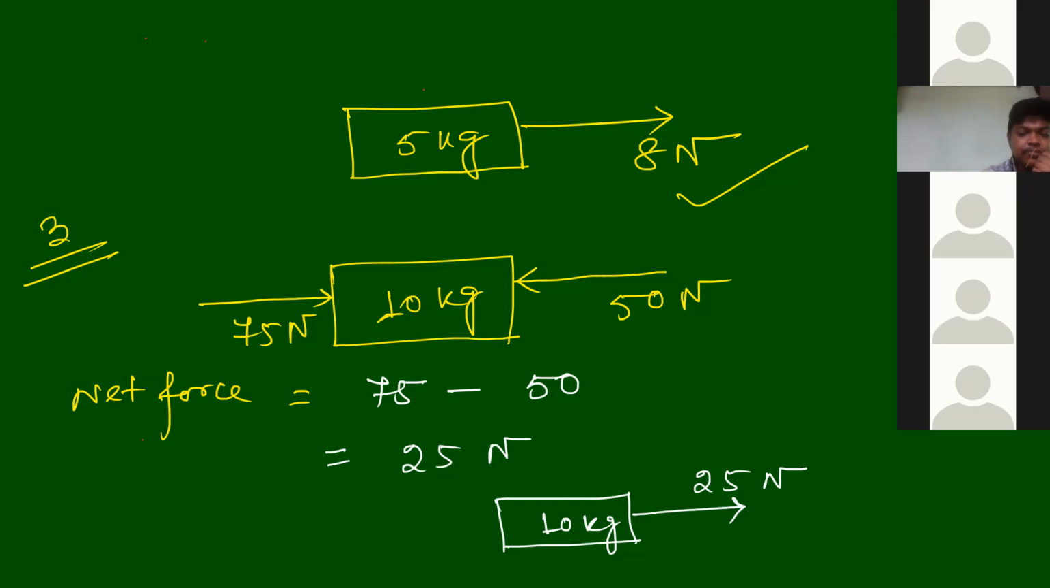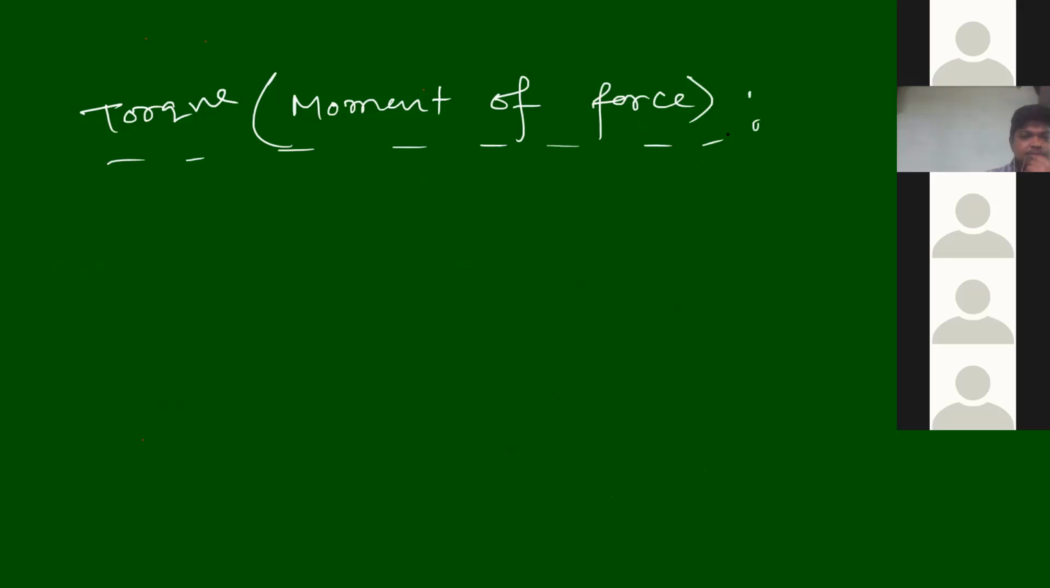Now the next one is torque. That word is not written in your book, because it is written as moment of force. This concept is only applicable for rigid bodies. Moment of force means you are applying some force on a particular object and it is rotating with respect to a fixed point. With this moment of force, or torque, we are going to understand the rotational motion of an object.